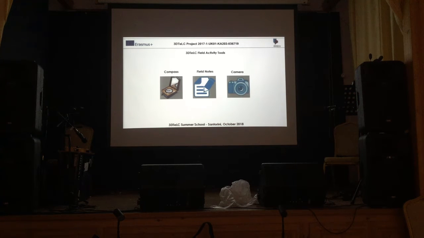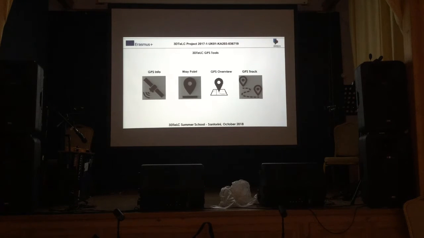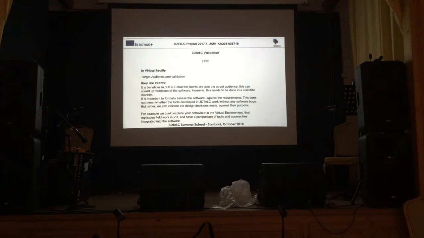Then a camera to take pictures at different parts of the flow as you look into the VR environment and explore, but also GPS tools like getting information, setting waypoints and having an overview of the whole scene, or tracking, and being able to export these things but also save them so that you can process them afterwards. The idea is to be able to follow the whole workflow and reconstruct how the user experiences the virtual reality environment.